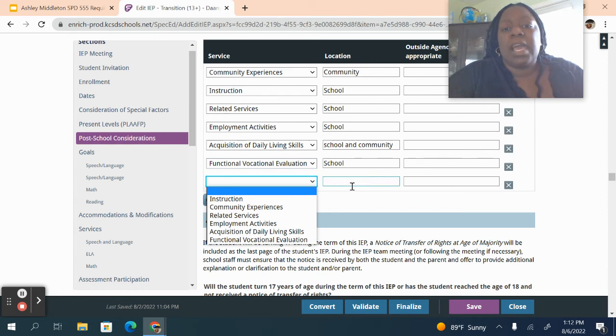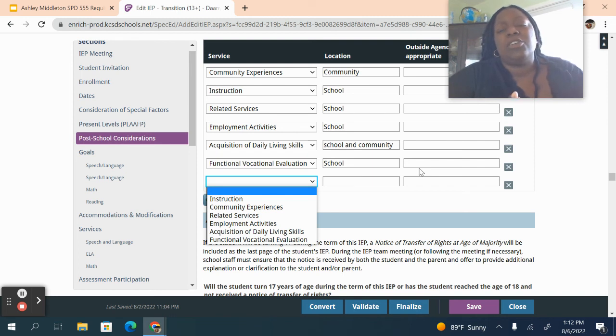And then you can say, where will these students be receiving these services? Are they going to be receiving them in the community, in the school? Are they going to be receiving them in the special education classroom? And then you can also include any outside agency that's appropriate. For example, if the student is working with the Department of Disabilities and Special Needs, DDSN, or if they're working with South Carolina Vocational Rehabilitation, you would include that here.